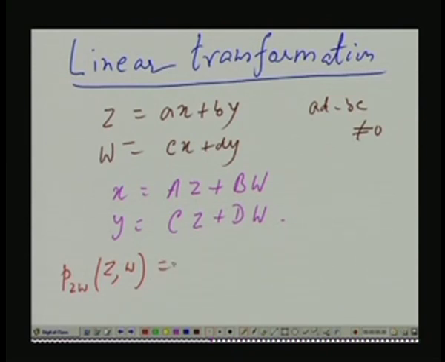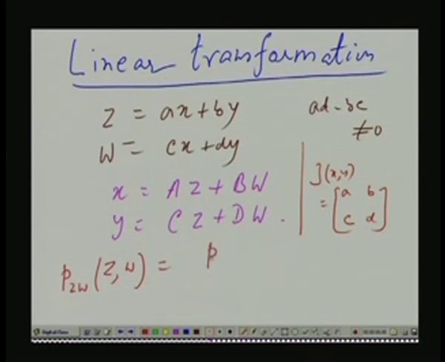This is equal to, what is the Jacobian, by the way? Del z del x is A, del z del y is B, del w del x is C and del w del y is D. So the determinant of that is ad minus bc. And we take the mod of that, not just the determinant. I must qualify my previous statement: after taking the determinant it can be negative or positive, but take the mod. Obviously it cannot be negative because probability cannot be negative. So mod of that.